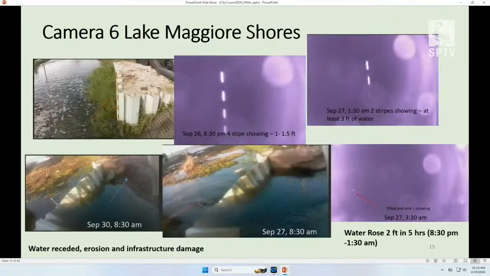Here is the data for Lake Maggiore shores, right? You can not only see that the water is rising 1 to 1.5 feet, and that 3 feet is actually over between the two stripes, you can also see the infrastructure damage, right? And this is unique about these cameras because infrastructure damage you cannot find if you just have a transducer that measures the water level. But infrastructure is what is going to cost you, and it has a huge impact on the community when it fails, right? So here's the Lake Maggiore shores. We collected the data, and you can see that whole berm came up, and the erosion, right? You can actually see it.